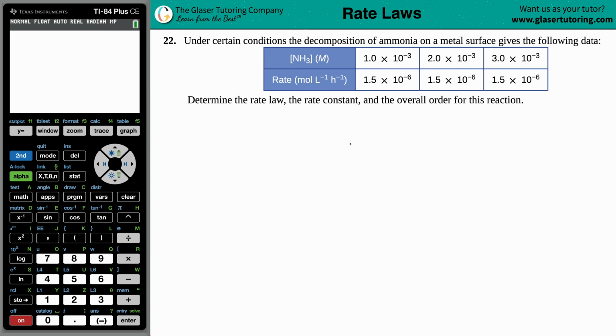Number 22. Under certain conditions, the decomposition of ammonia on a metal surface gives the following data. And then they give us this beautiful little table here. And from this information, we have to find out or determine the rate law, the rate constant, and the overall order for this reaction. Fun times!